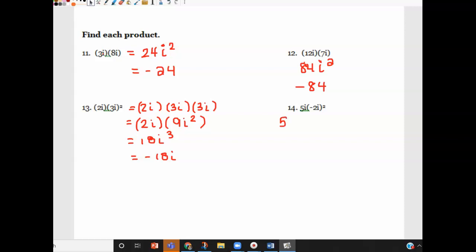Similarly in 14, that's 5i times negative 2i times negative 2i. So when you have the squared on the outside, it's important to know you have to square the numbers as well. So you get 5i times 4i squared, or 20i cubed, which is negative 20i.